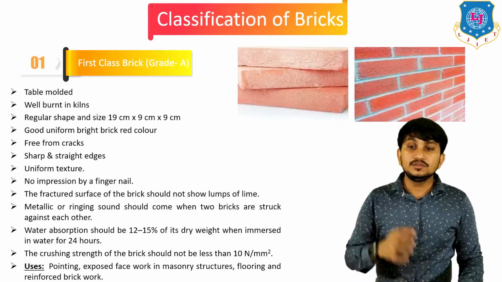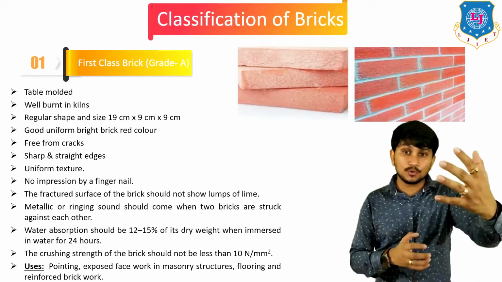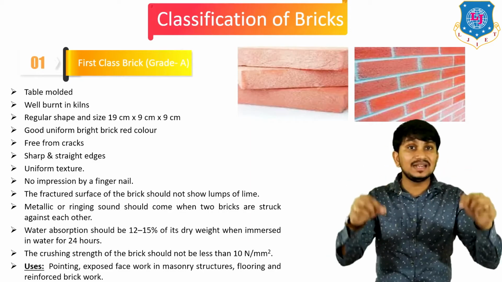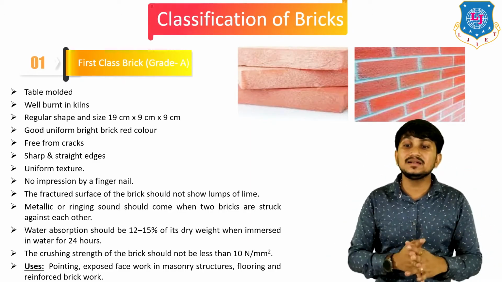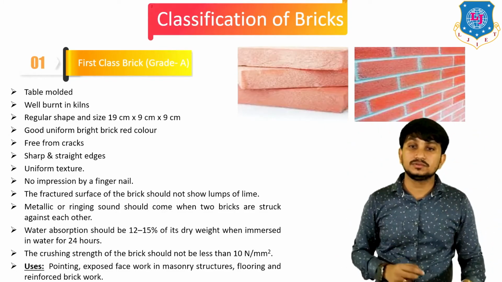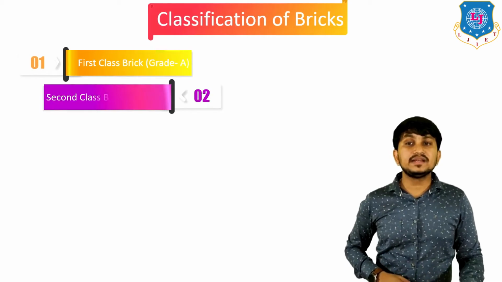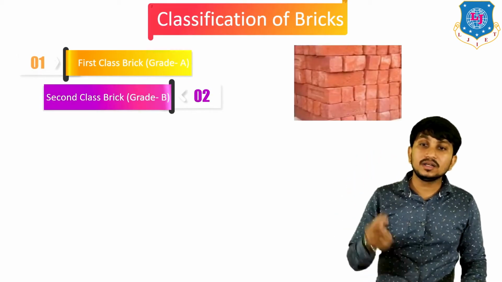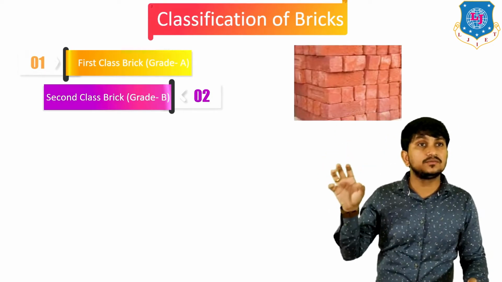The uses of this first class brick is for pointing work, exposed face work where mortar layer or plastering is not done, for flooring and for reinforced brick work. First class type of brick is used. Second type of brick is second class brick or grade B type of bricks. Grade B type of bricks is generally used for residential type of buildings.